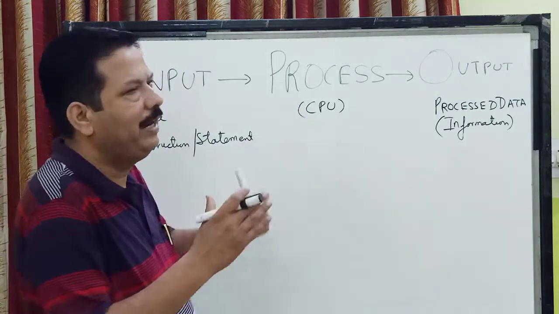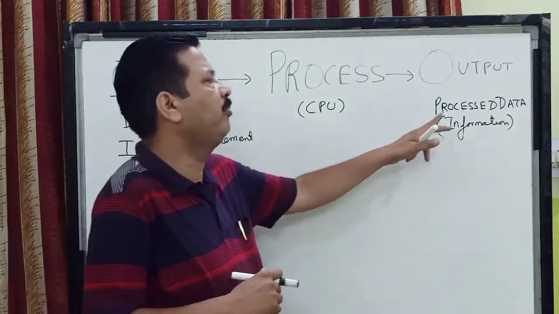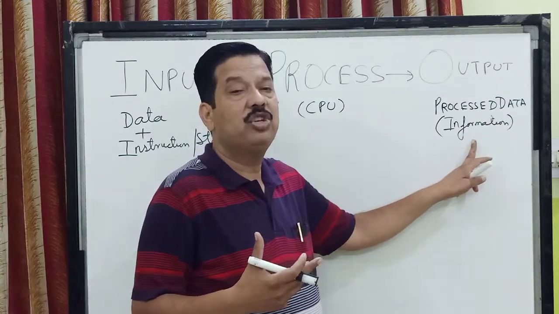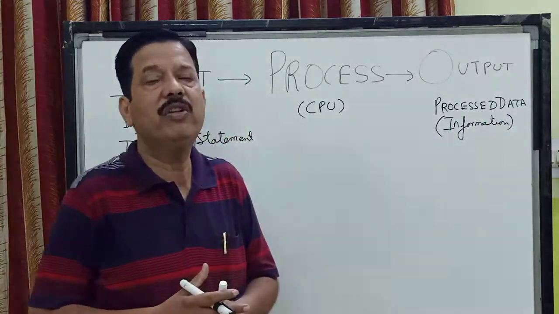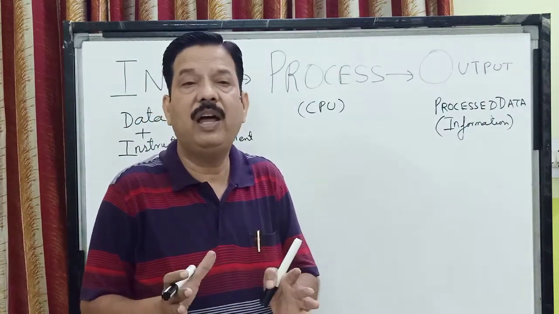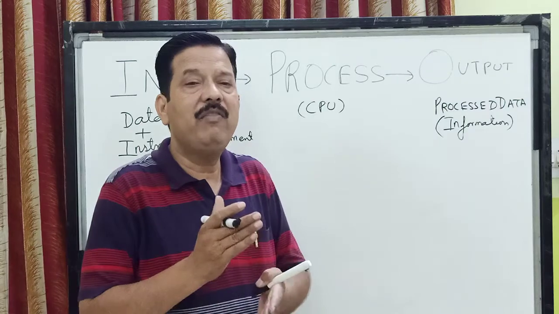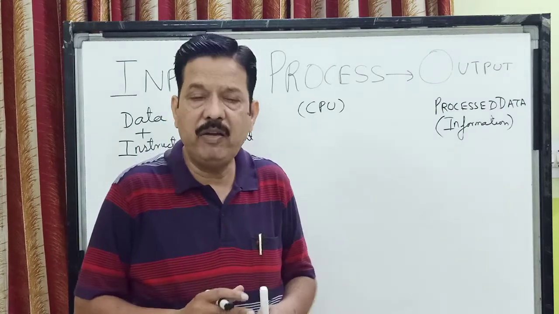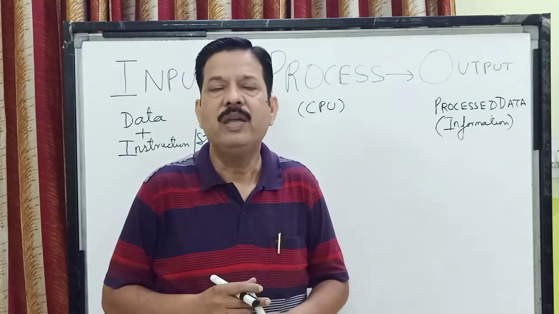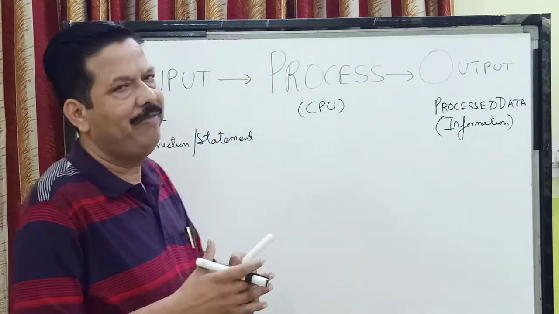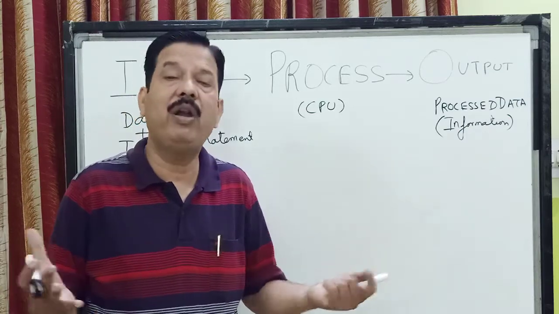And finally, when that data becomes meaningful, it is called processed data, or in other words it is called information. So when we talk about information, children, we say that information is processed data, that data which, when it gets processed and becomes meaningful to us, is called information.